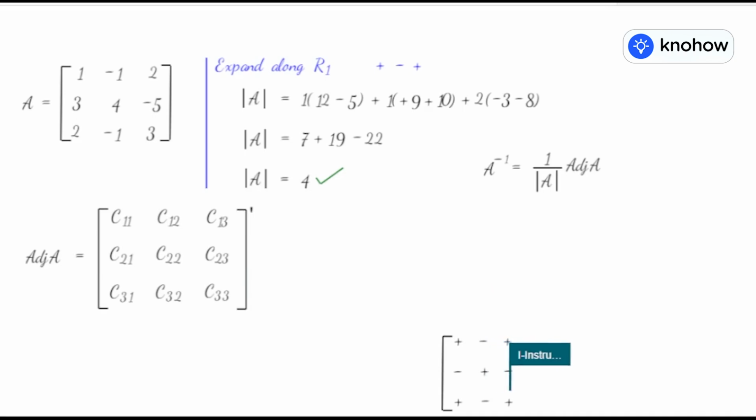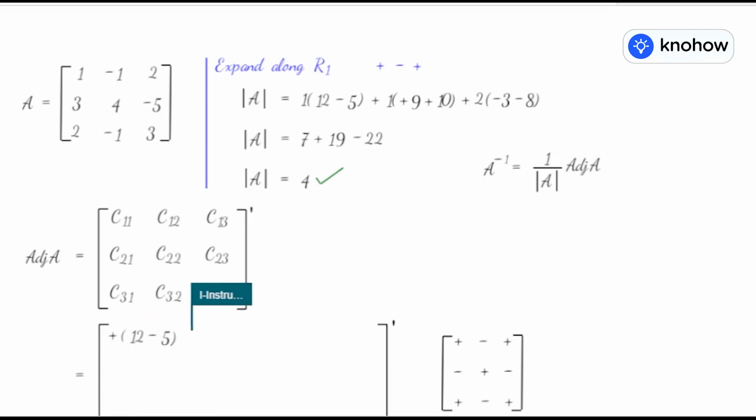So now using all this, let us work out adjoint A, and don't forget it is the transpose of the cofactor matrix. For C11, it will be plus times, delete the row and column through 1, you get 12 minus 5, plus outside 12 minus 5. And minus times, delete the row and column through minus 1, you get 9 minus minus plus 10. And then plus times, delete the row and column through 2, you get minus 3 and minus 8.